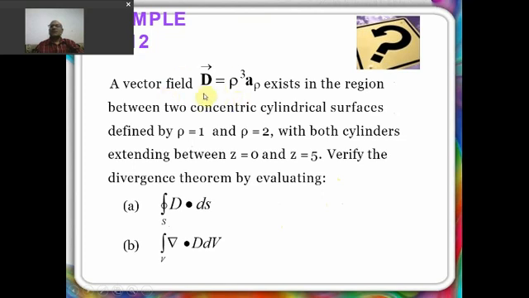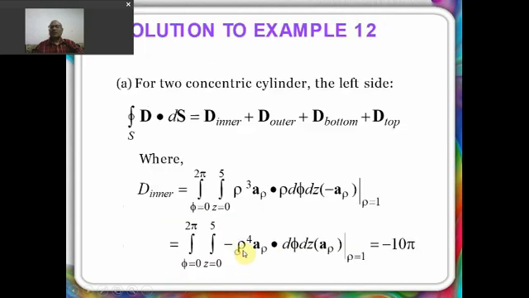Suppose one vector field D is equal to rho cube a rho, existing in the region between two concentric cylindrical surfaces, with limits rho equal to 1 and rho equal to 2, with both cylinders extending between z equal to 0 to 5. Now verify this divergence theorem by evaluating D dot dS and del dot D dV.